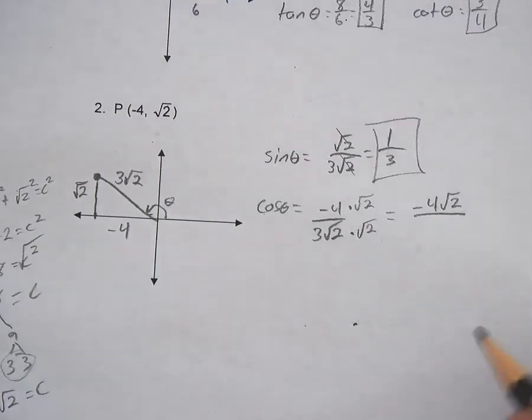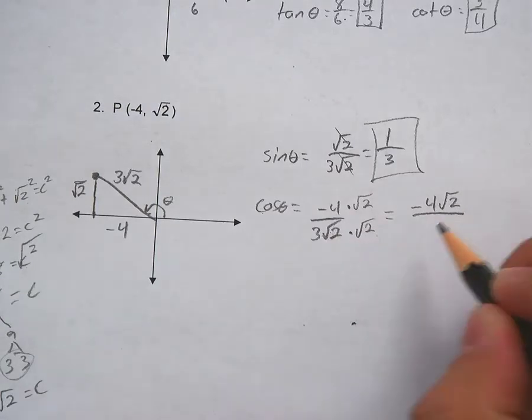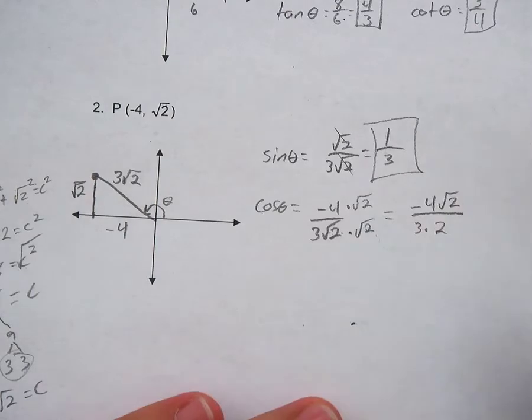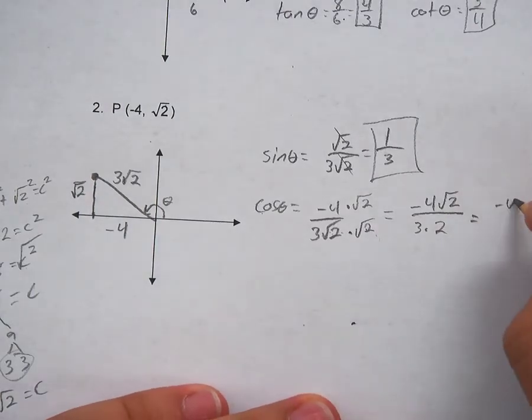Alright, so we can't leave this like this. When we multiply, we get 3 square root of 2 times the square root of 2. This is 3 times 2. Square root of 2 times the square root of 2 is 2. Negative 4 square root of 2 over 6.